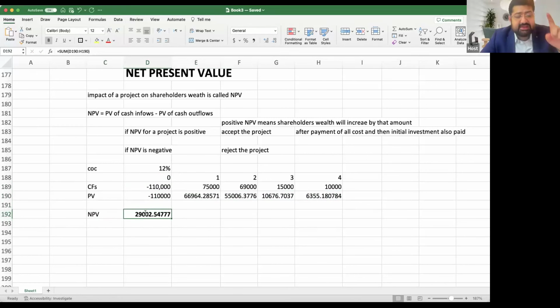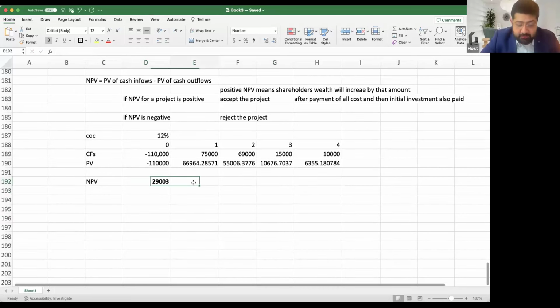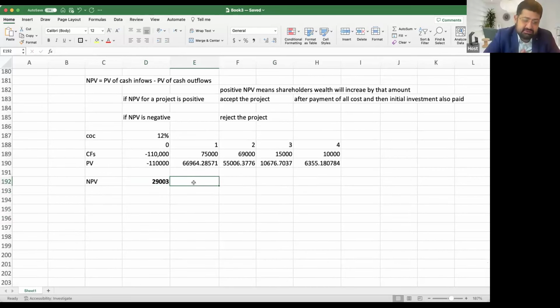So positive, 29,002. Positive NPV means that project actually paid all cash inflows, outflows, and then cost of capital, and then paid this amount. At the end, still in the pocket is this. Now, so positive NPV, it should be accepted. Simple is that. Another example.